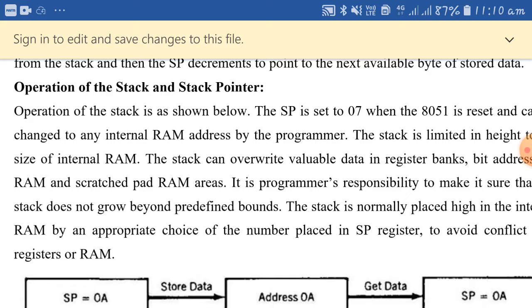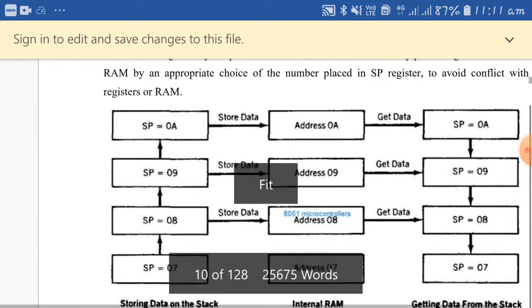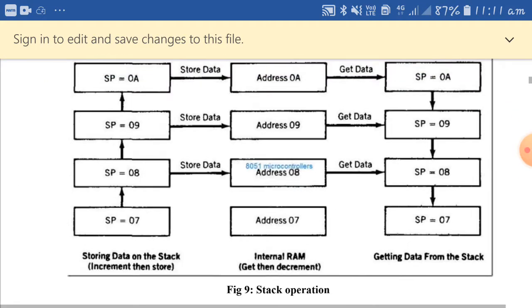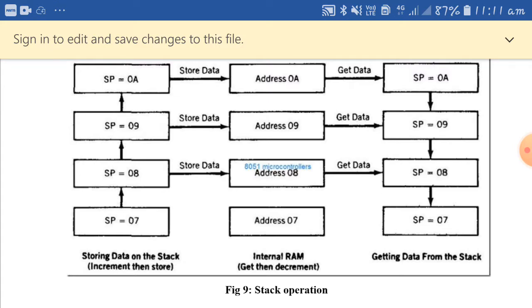The operation of the stack pointer I explained with the figure. You can see the figure here, how to store the data onto the stack and how to get the data from the stack. This is the internal RAM organization that I have explained with the address. By default, once your 8051 is reset, your stack is pointing to address location 07.